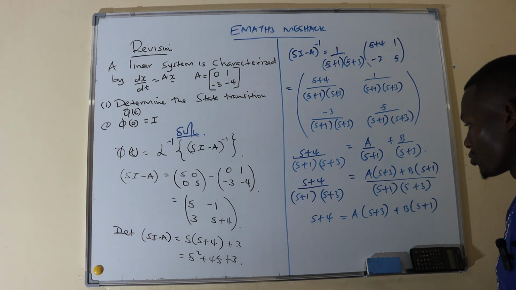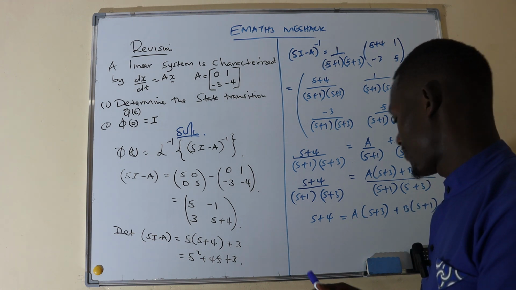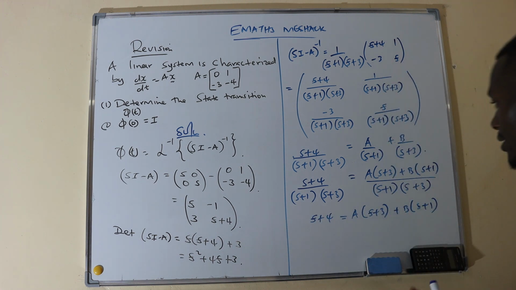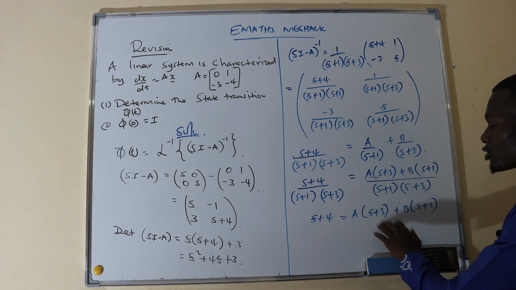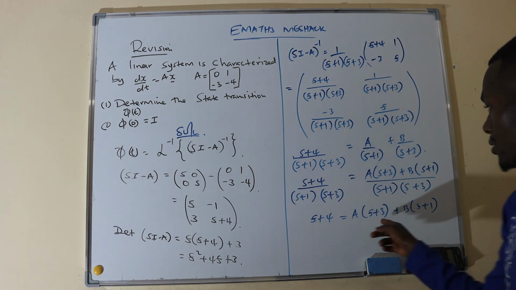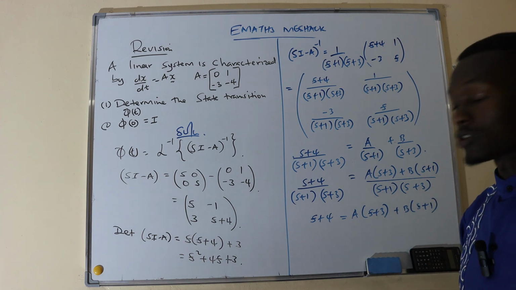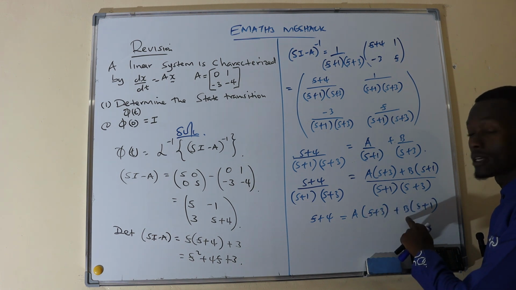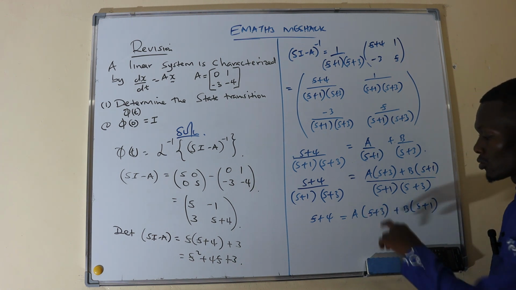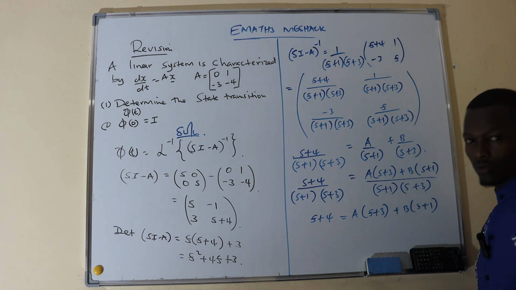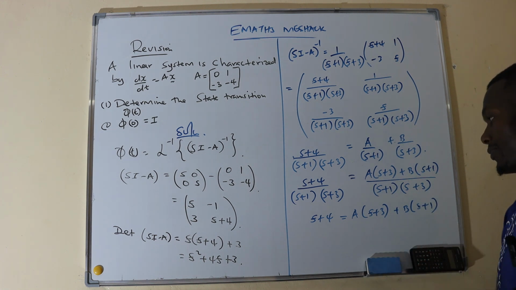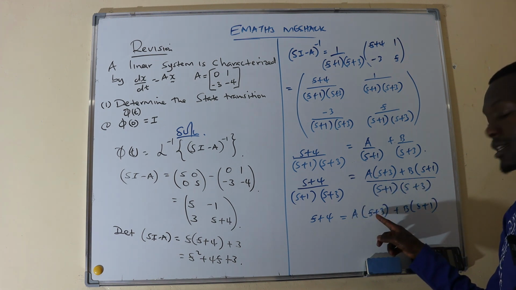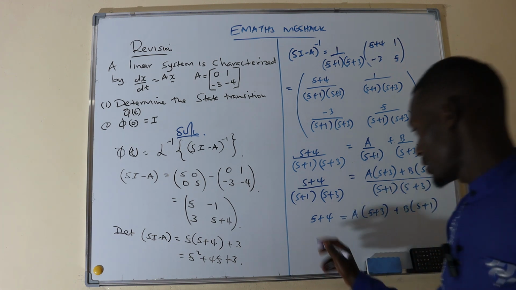Now we have to solve for the value of A and the value of B in this particular equation. To solve for A and B, since we have terms multiplying each other, A multiplied by this, B multiplied by this, we can choose a method to make one of the variables, either A or B, zero so that we can solve for the other. So how do you make A zero? You let the value of S be a certain value. If I want to make this whole term with A zero, I'll let S be negative 3.